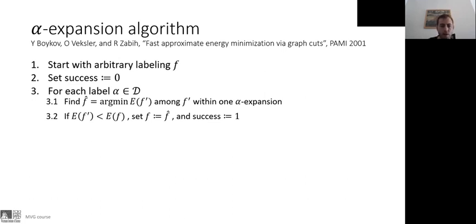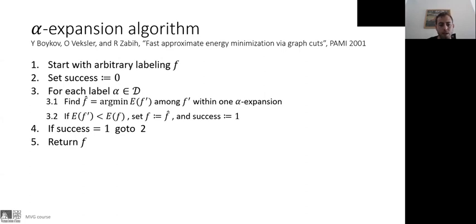So we go over different alphas, and once we finish, we check. If we got a success, it means that this iteration did something. Then we go to step 2 and start over. And otherwise, we return the labeling that we got.